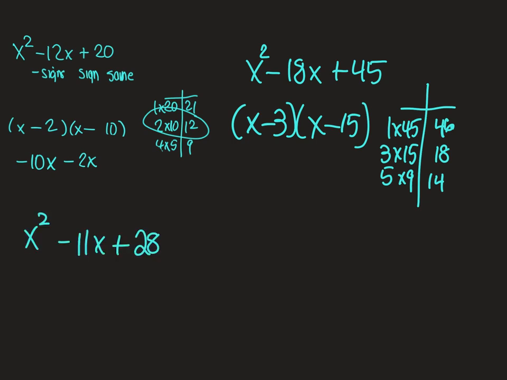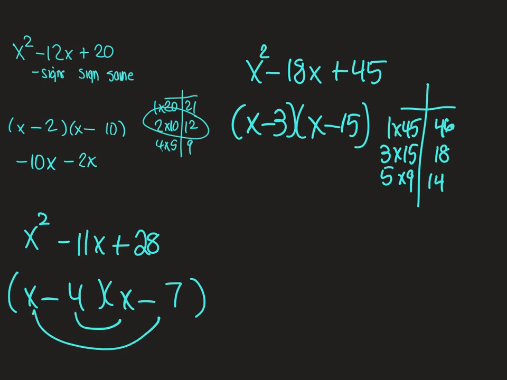All right, try this one. X squared minus 11x plus 28. Signs are both negative. What's the first thing that popped in your head? How do you make 28? First thing that pops in my head is 7 and 4. Test it out. That's -7, that's -4. Add them up. Yep. So sometimes you'll just get it on the first try.